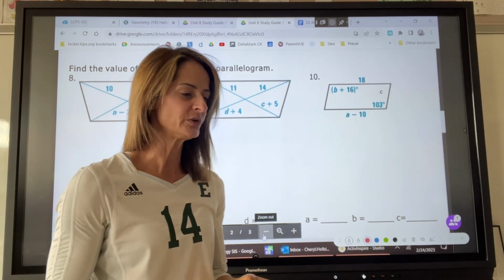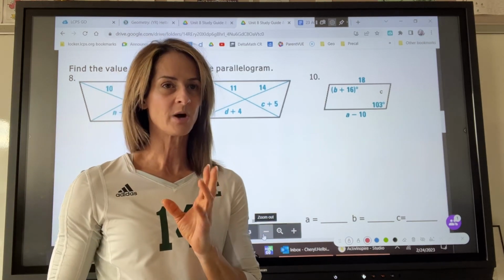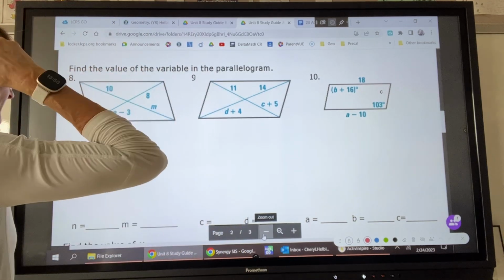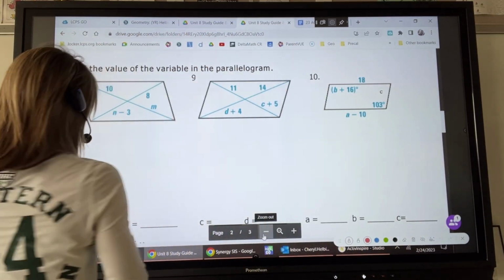Today we are going to do a few problems for review on the polygon unit. And we're going to start with some properties of parallelograms. So, welcome. All right, so find the value of the variable in the parallelogram. So we're going to start with number 8.